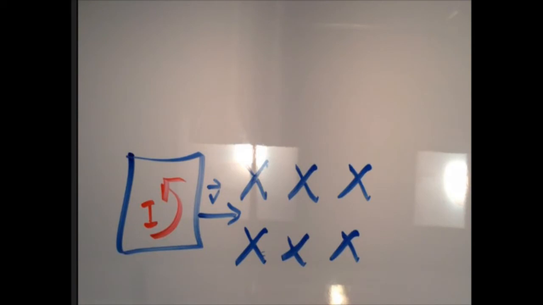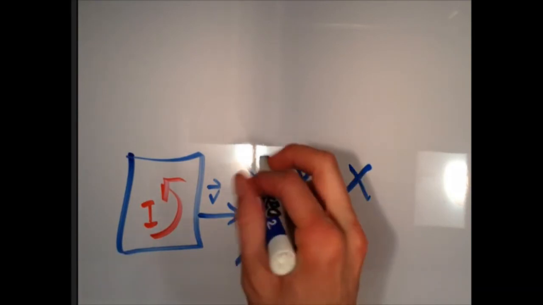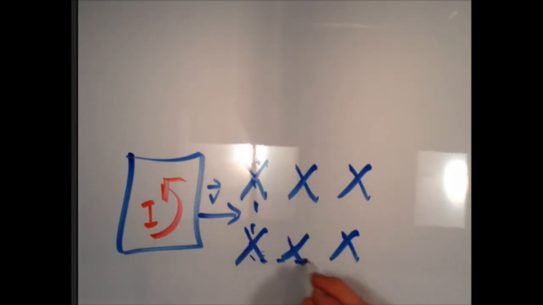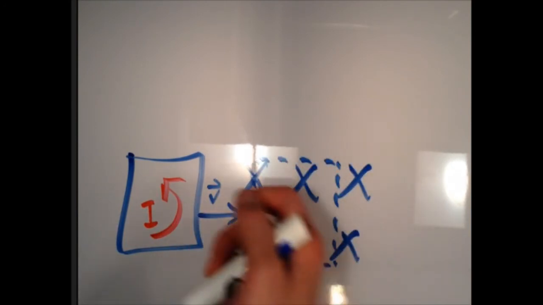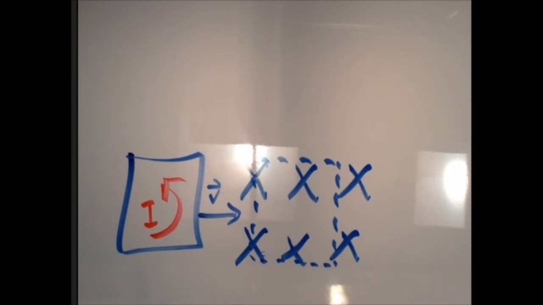Once it's completely inside the magnetic field, well, then there is no longer any change in magnetic flux, which means there would be no longer any current. So I would only get a counterclockwise current as this thing was entering the field.